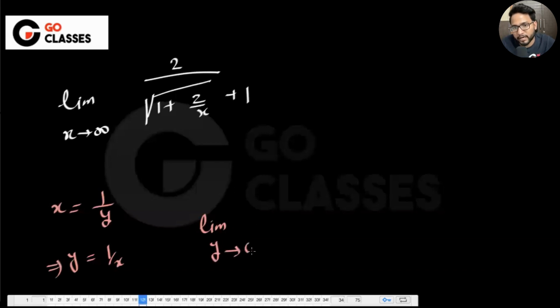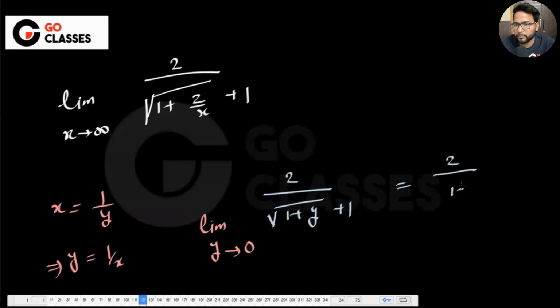So wherever you are writing the x, you need to write the y, but you need to properly fit the limit. Okay, so this is 2 upon square root of 1 plus y, plus 1. And if you put y equal to 0, then again it is just 2 upon 1 plus 0 plus 1, 2 upon 2, which is just 1, right? So basically you can also replace the limits. That's what you know. Okay.